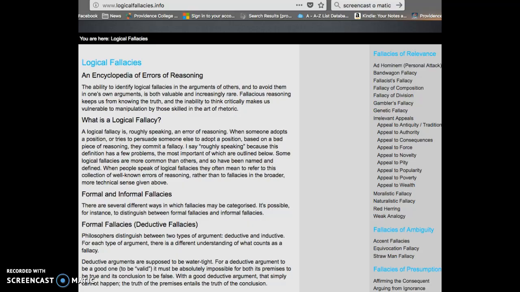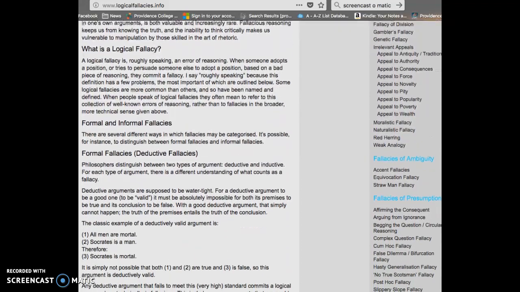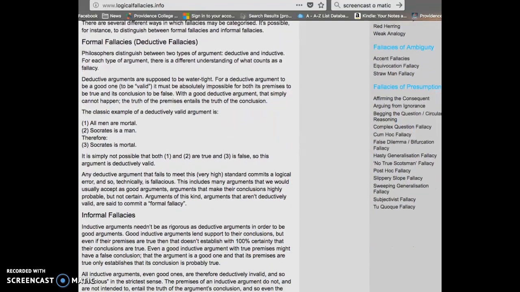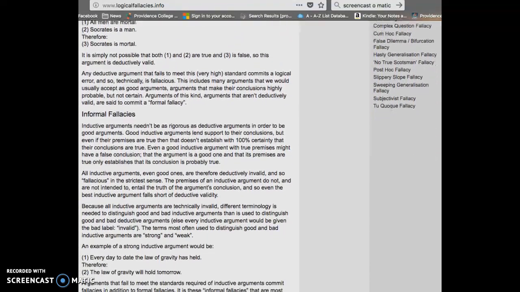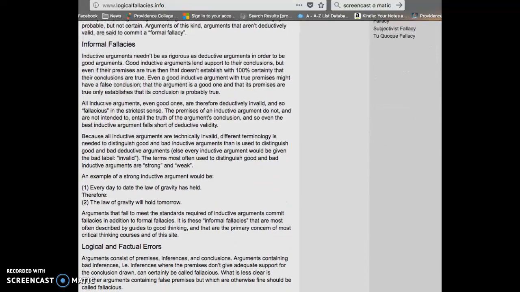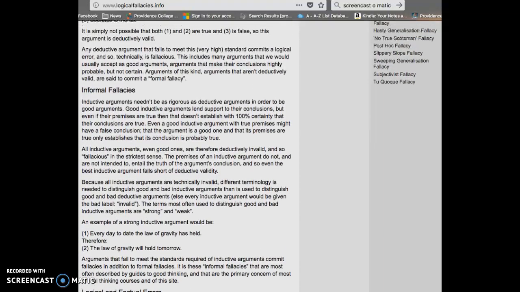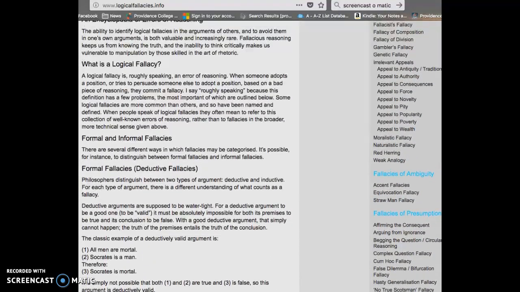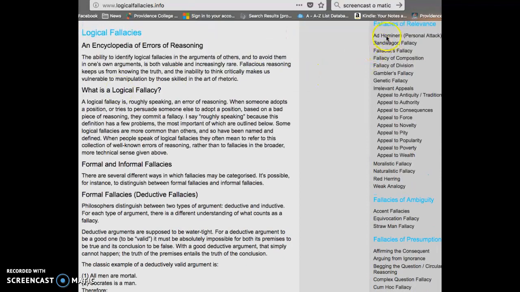Those are some common fallacies, and I want to show you two websites. The first one is logicalfallacies.info. Here you'll see some explanations of fallacies. This is a little more technical, and if you're in a logic class, I recommend that you go here. But you'll see some discussion of informal fallacies as well. If you're not in a logic class, then I would recommend skipping this first page and looking more on the side here at the different types of fallacies.